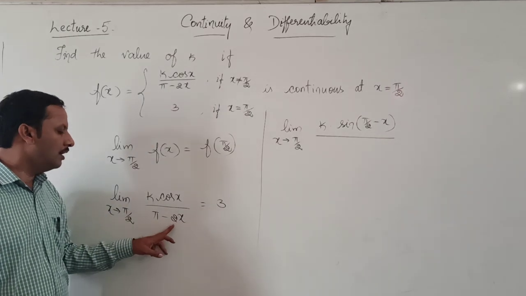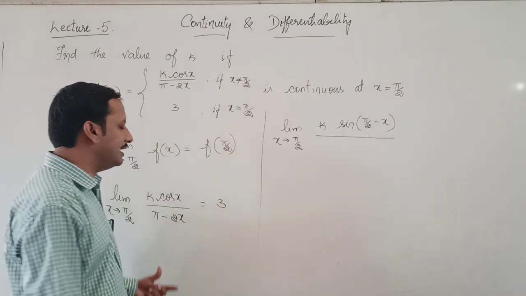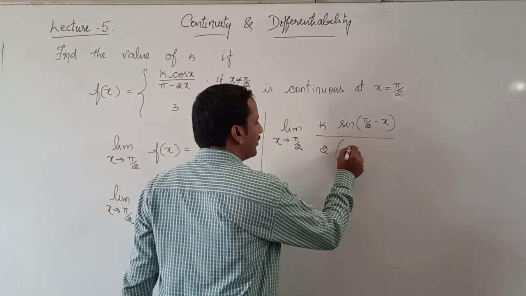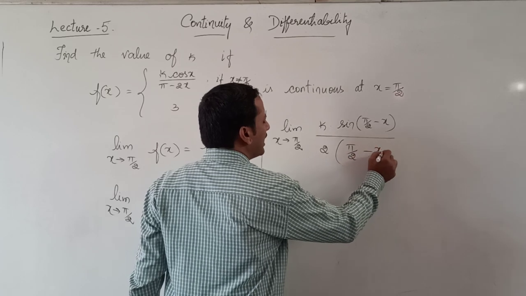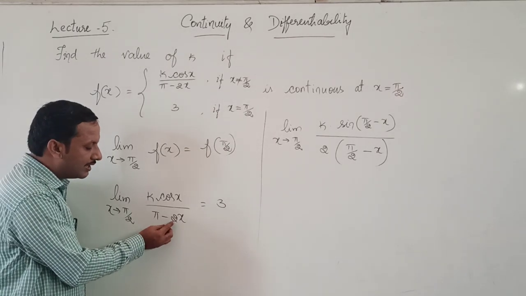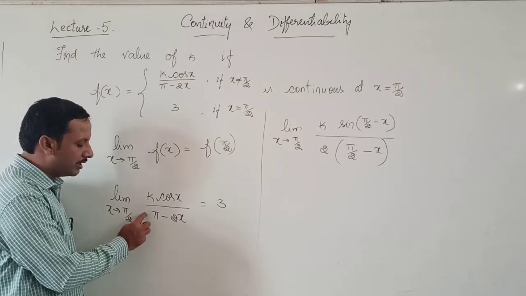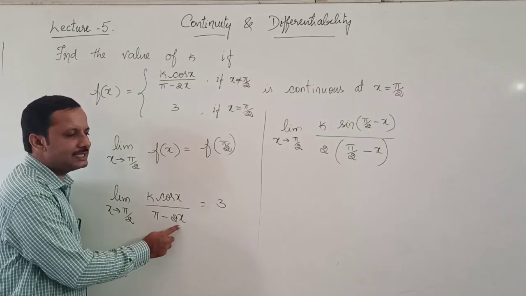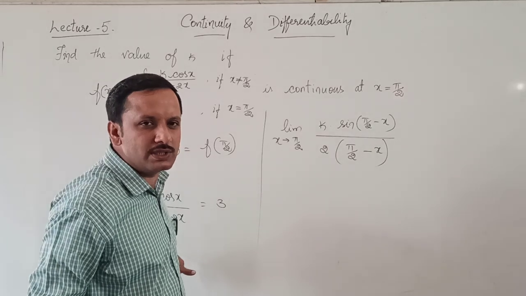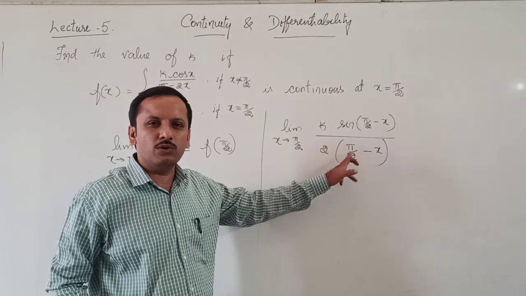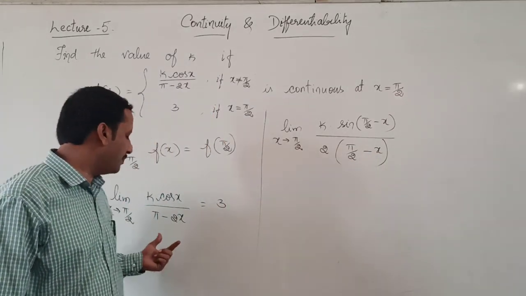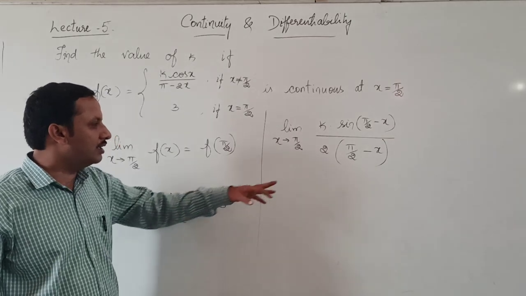Then, from this pi minus 2x, I will take 2 as a common factor. If I take 2 out, what will remain? Pi by 2 minus x. Here, pi minus 2x is there. I would like to take this 2 out, so if I take 2 out, you will have pi by 2 minus x. If you are in confusion, take this 2 inside and check whether we are getting back to this or not. If I take this 2 inside, we will have pi minus 2 into x, that is pi minus 2x. So here I have taken 2 out.